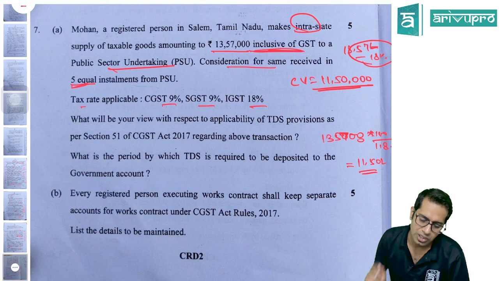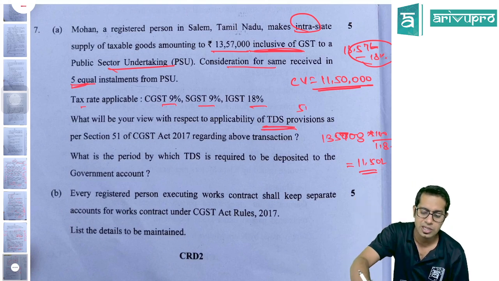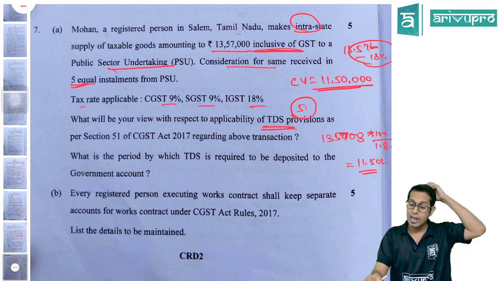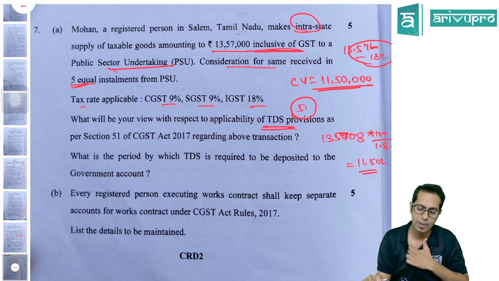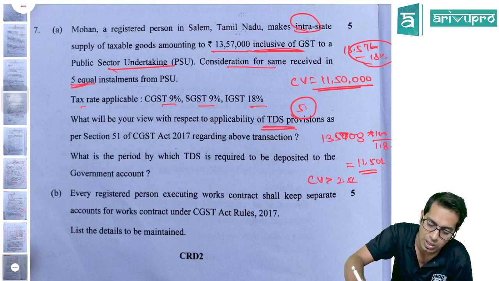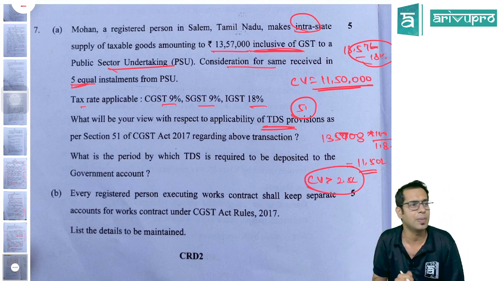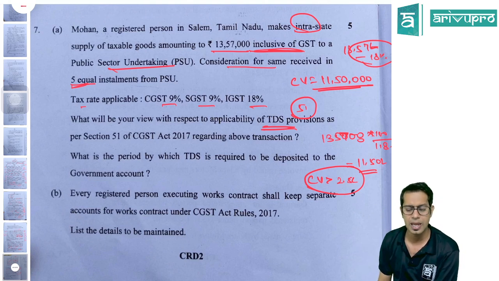What is your view with respect to TDS applicability? Is TDS applicable, sir? Section 51. The question is with respect to the newly added provision, which is section 51. Is the TDS provision applicable? Answer is yes, 100% TDS provision is applicable. TDS provision says if the contract value is more than 2.5 lakhs, TDS provision is applicable. In the present case, the contract value is more than 2.5 lakhs. Therefore, TDS provision will be applicable.